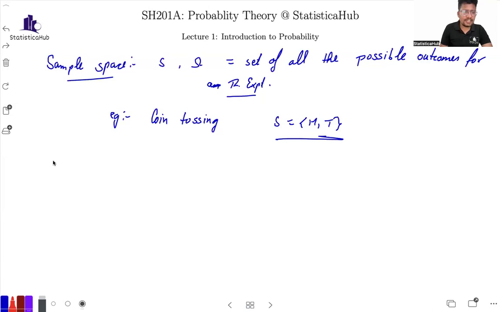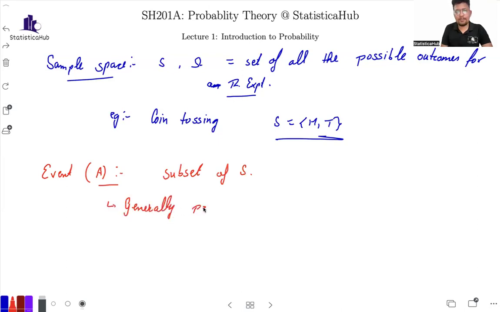Okay, moving ahead with the second term that we already defined, the event. Generally people define an event to be some event A. It is a subset of the sample space. Generally we define or calculate the probability for some particular event. Okay, so probability is calculated for some event. That is the next term that we just defined.